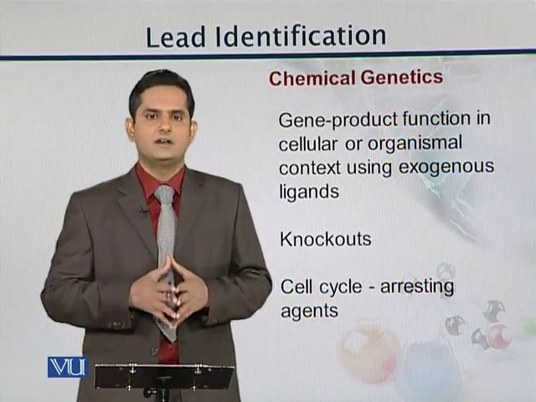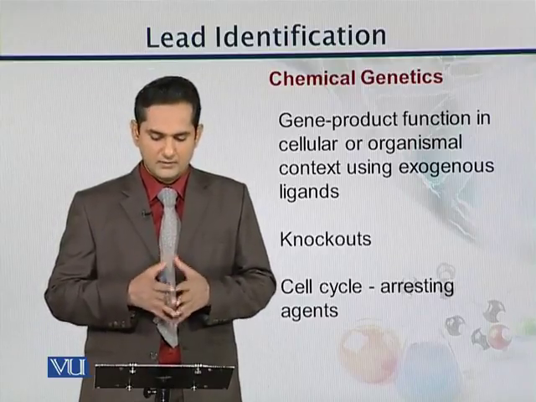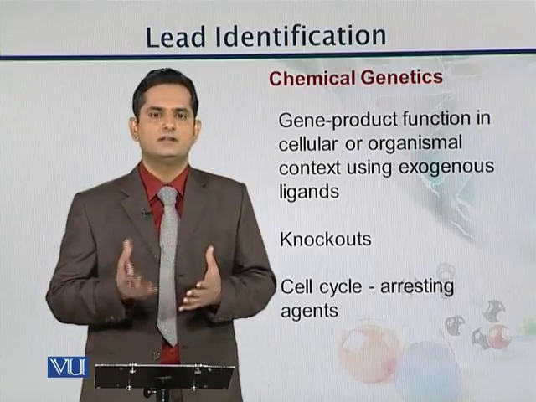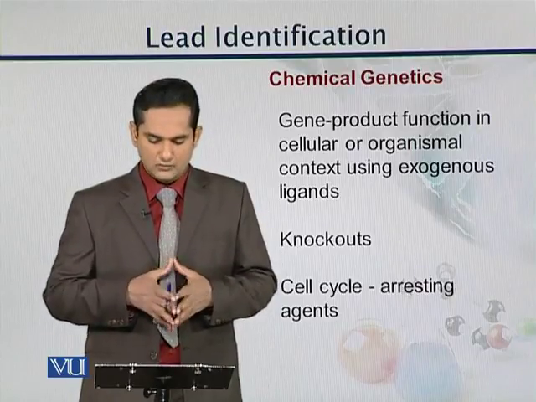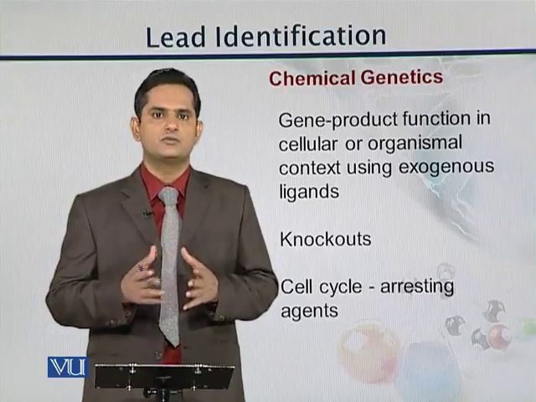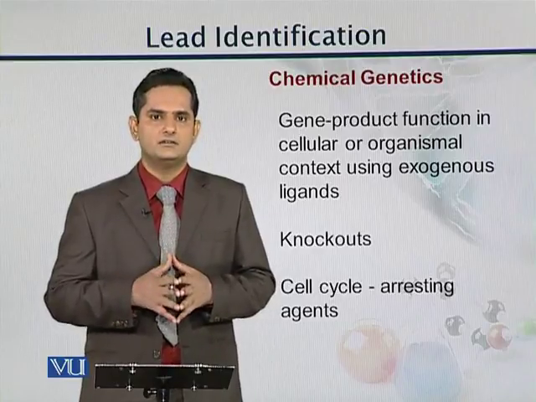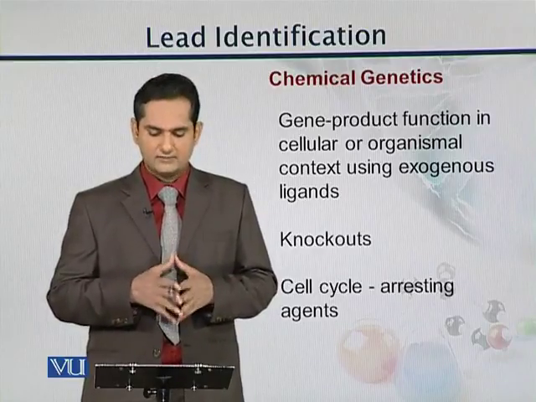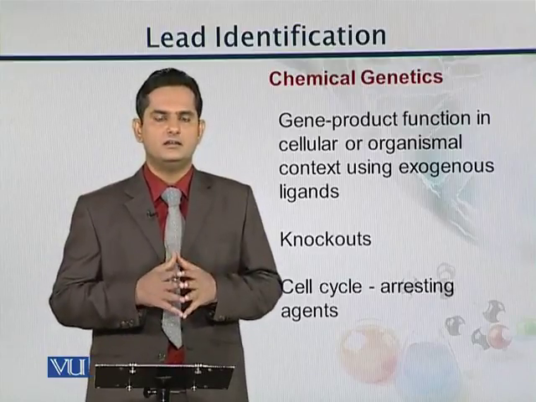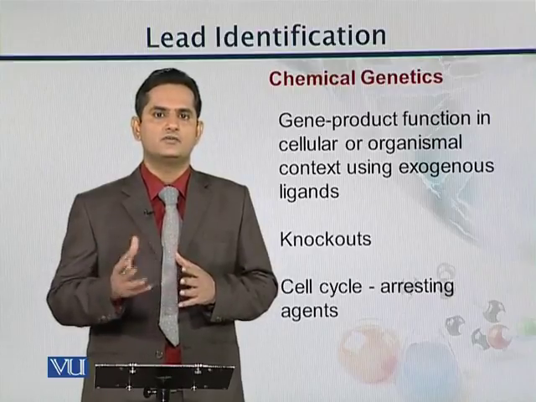Finally, we have chemical genetics, which is the seventh technique for lead discovery. Chemical genetics is basically based on gene products and their proteins. The concept of knockouts is used in this one. Knockouts means that based on DNA mutations, we remove some of the genes. And then finally, we have the cell cycle. In cell cycling, we have some arresting agents. These arresting agents help us inhibit some mechanism so that it doesn't flourish any further.